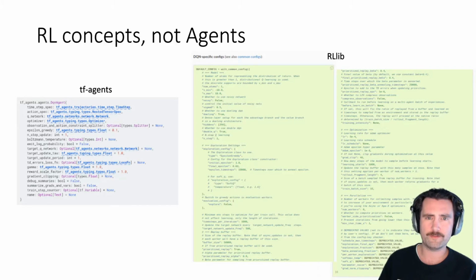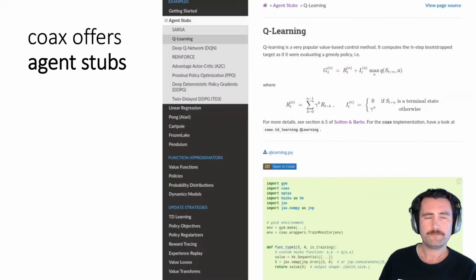RLlib is sort of centered around configuration files, which is useful if you want to do big parameter sweeps, but it's very painful if you want to implement your own agent. So it very quickly becomes very hard to debug. Because coax gets rid of this idea of an agent, we do want to fill that gap by showing how to implement certain agents in coax.